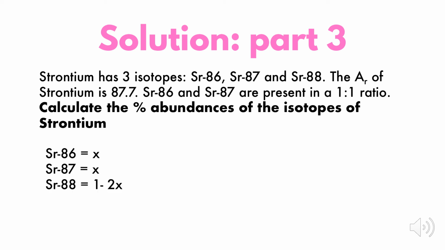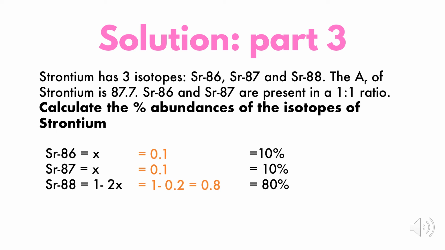So strontium-86 and 87, they're both X, so they will both be 0.1. Strontium-88 will be 1 minus 2X, which gives us 0.8. Now to finish off with, we need to multiply our decimal abundances by 100 because we were asked for the percentages. That gives us 10%, 10% and 80%.